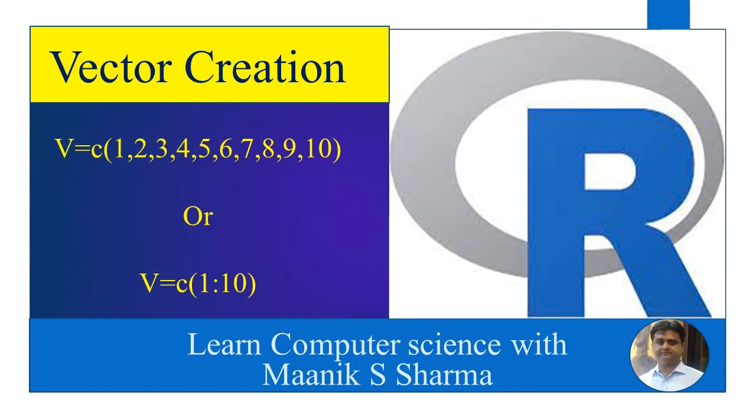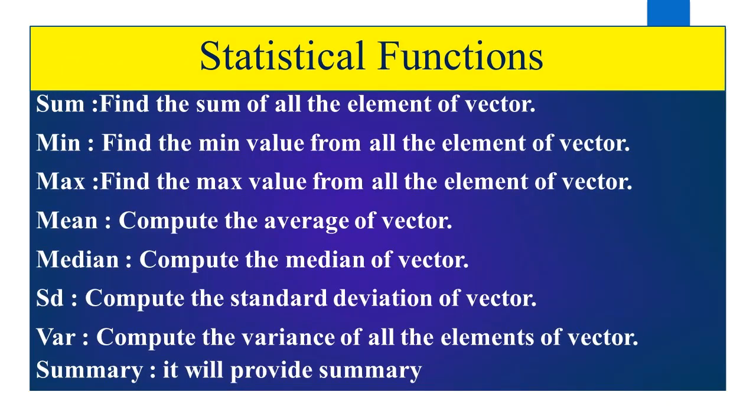As discussed in the earlier video of vector operations in R, we know that a vector can be created using the C function. A vector of the first 10 natural numbers can be created by writing the statement V = c(1, 2, 3, 4, 5, 6, 7, 8, 9, 10), or V = c(1:10). Our standard installation contains a wide range of statistical functions that help in performing different basic statistical operations.